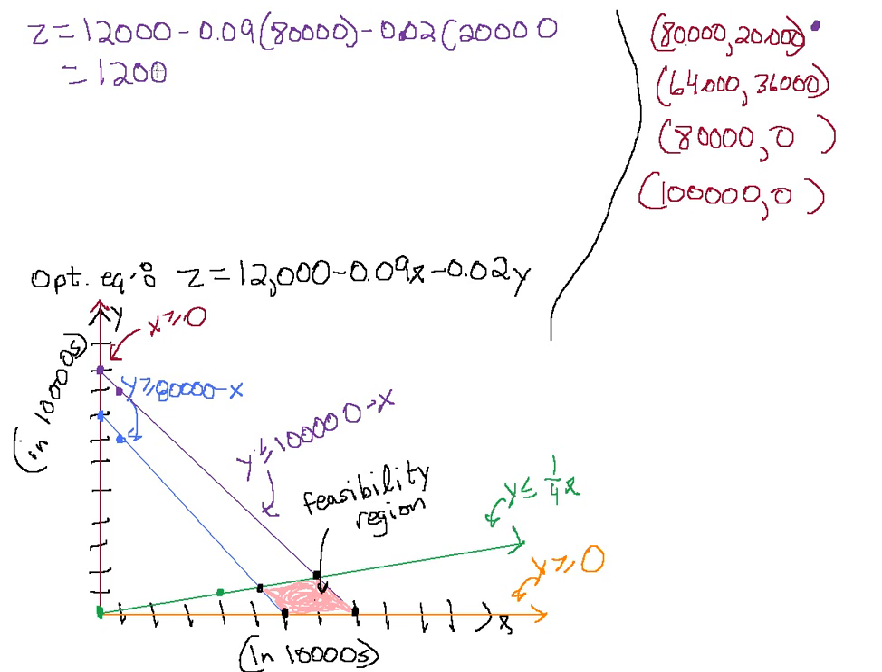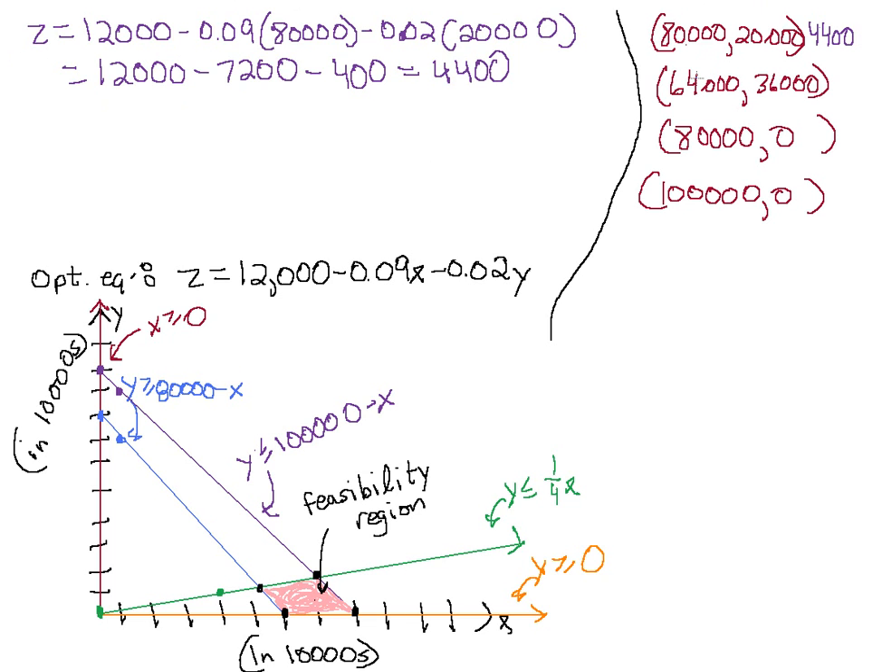So we have 12,000 minus 0.09 times 80,000, that will give us 7,200, excuse me. 0.02 times 20,000 gives us 400. And this will add up to 4,400. So we have 4,400 for these sets of values. So let's go ahead and write this. For this, we're going to have $4,400 is going to be the return on our investment for these particular values of x and y.